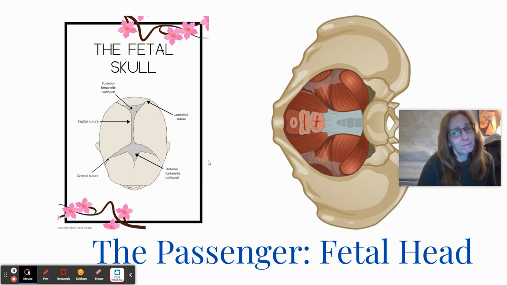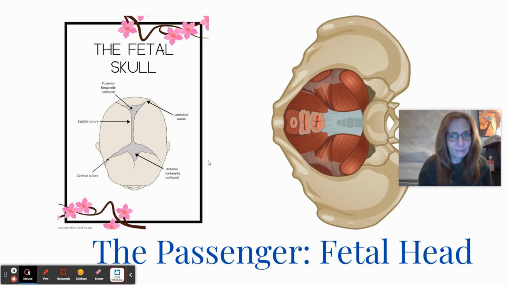It is the biggest diameter that doesn't collapse. So sometimes the shoulders look broader, but they can be smushed. The head can only be smushed so far. And when you measure the chest circumference and the abdominal circumference, they're smaller than the head normally.